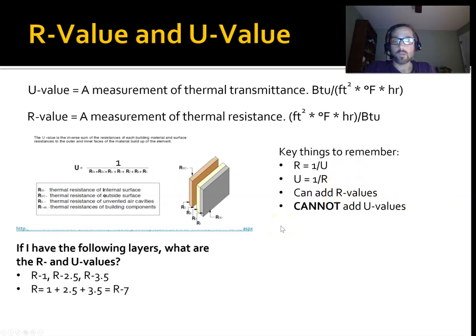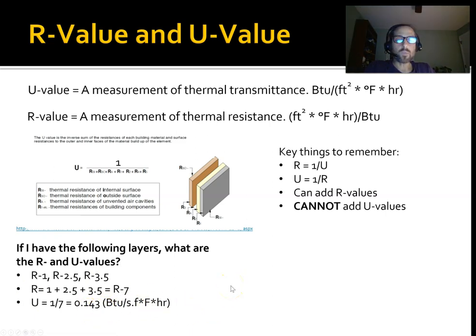Okay? So if I want to get the U factor for that, I just take 1 over 7. Okay? R is 1 over U, U is 1 over R. So my U factor, if I have these 3 surfaces stacked on top of each other, R1, R2.5, R3.5, the U factor is going to be 0.143.